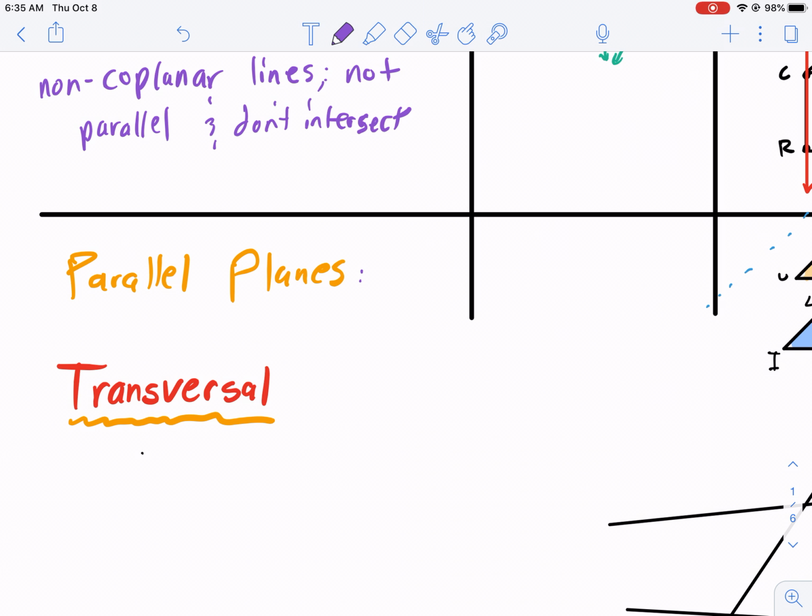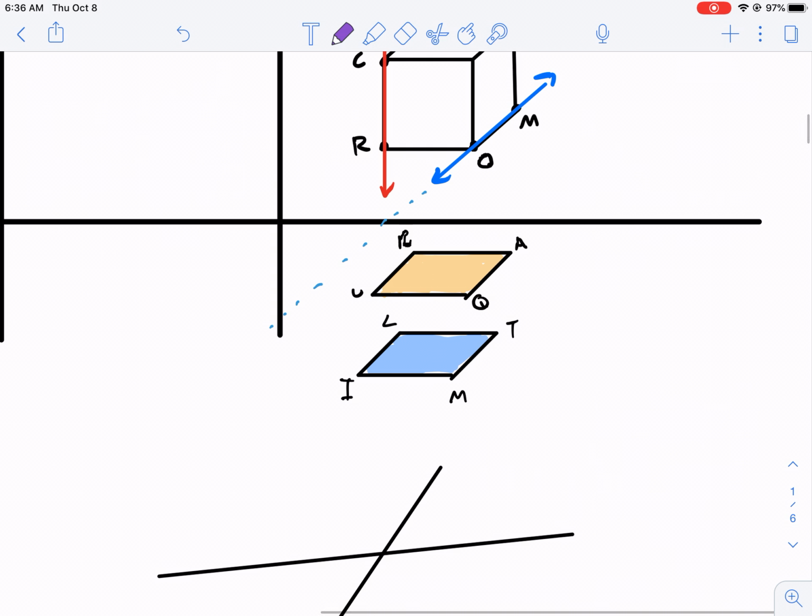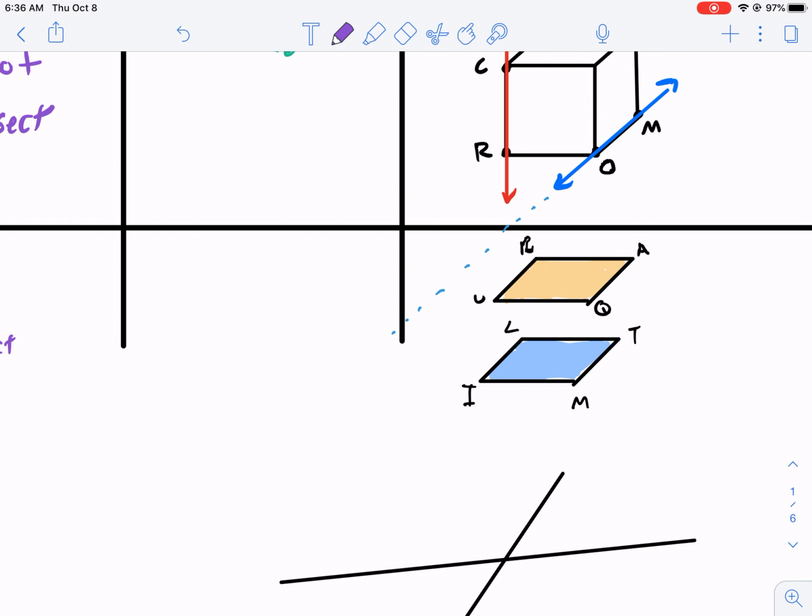Parallel planes. This is simply planes that don't intersect. Think about floors, like different floors of a building. If you have one floor and then a floor below it, they're not going to intersect. Would there be some serious problems with that building, the integrity of the structure, if those floors were intersecting? So that's what parallel planes are. They don't intersect clearly, as you can see in the diagram. So we have plane, and we can label it with 3 letters. Let's call it AQR. Why not? Parallel, the same parallel symbol, and then plane IMT.